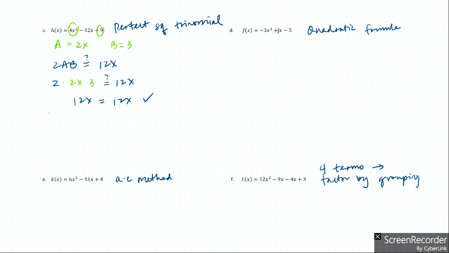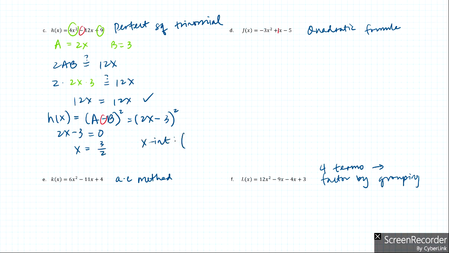So we can write h of x as (a minus b) squared. It's minus because the linear term has a minus over here. And once we do so, we would get (2x minus 3) squared. Now go ahead and set that equal to 0, meaning x will be equal to 3/2. So there is only one x-intercept when we have a perfect square trinomial, which is also the vertex. This is something to keep in mind whenever you have to graph as well.